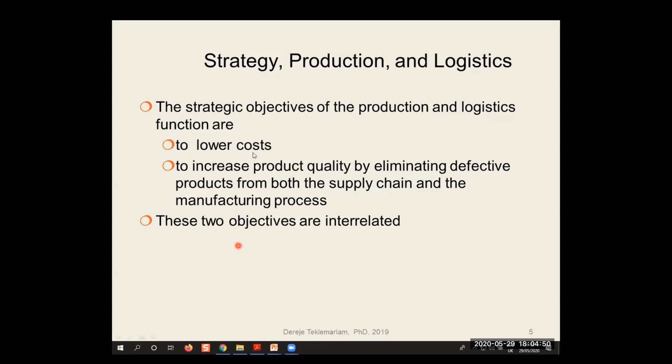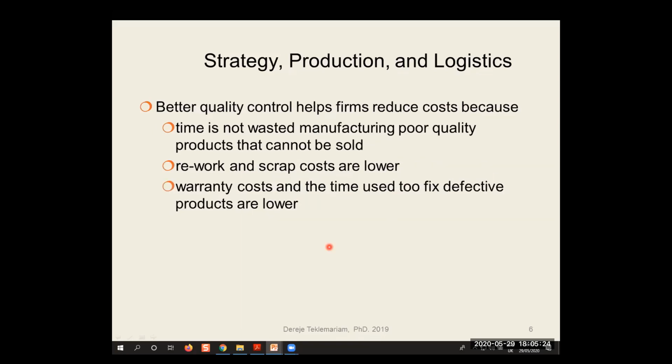Therefore, even if these two objectives look separated or identical, they are highly intertwined and interrelated. In order to lower costs, sometimes we may compromise on some issues where we are eliminating defectives, or when you have a larger amount of defectives, that will not be solved, and then the cost will not be low, but rather high. So these two objectives are highly interrelated. If I ask you what the objectives of the production and logistics function are, definitely you will answer them. Therefore, we better focus on quality control functions that help companies reduce costs.